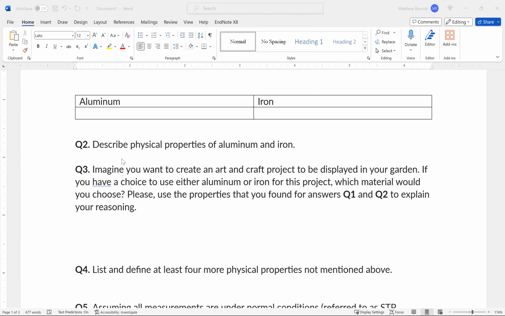Iron is used like for metal purposes. They're both metals. Yeah, they're both metals, so you have to be more clear than that. Okay, hold on. I'm thinking right now.